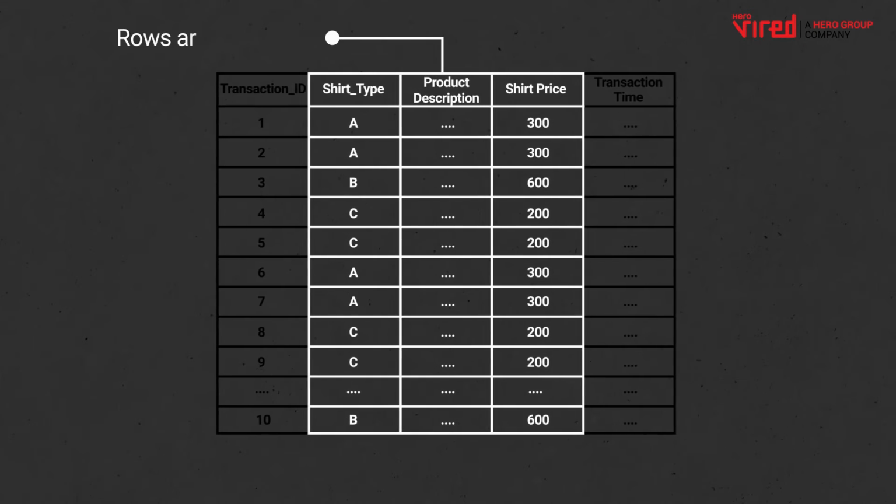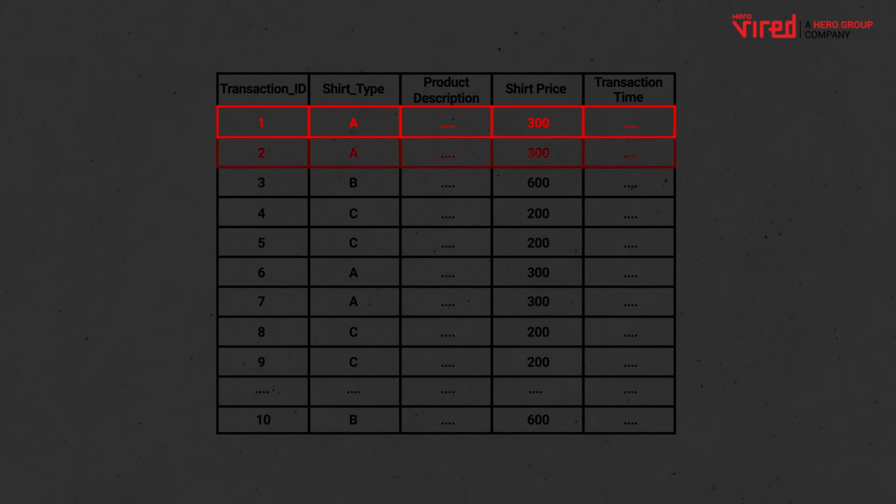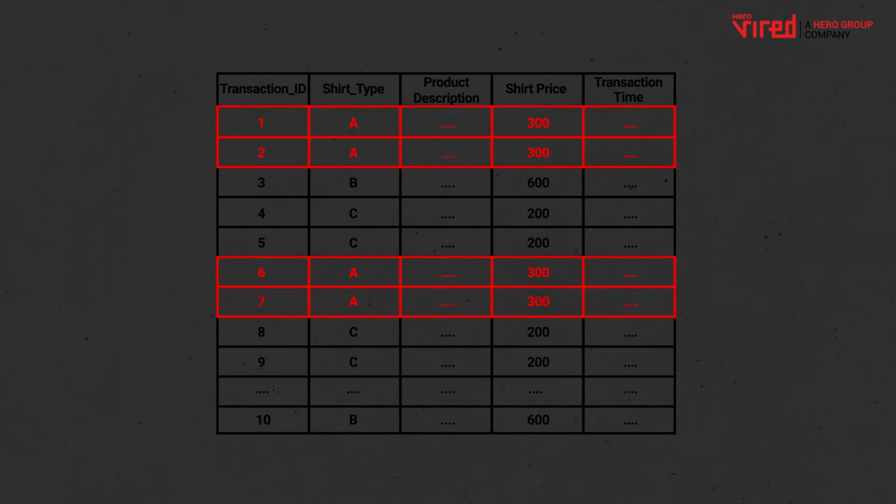You can see that there are rows in our data that are being duplicated. Look at rows 1, 2, 6, and 7. Since the type of the shirt is the same, which is A, their description and price will also not change. You can see the downside of storing all the data in a single table. There will be data duplication. Is there a way to solve this problem?